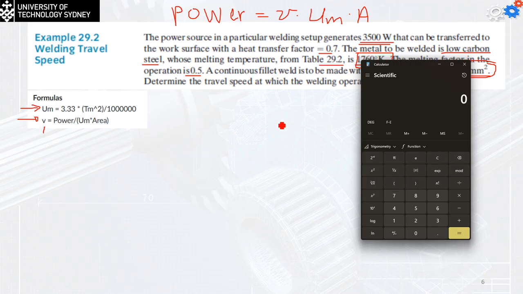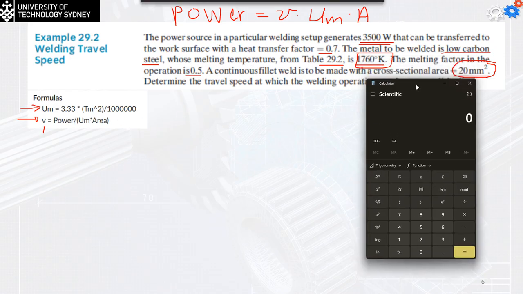So now we have to calculate the UM. I have 1,760. I will square that. I will divide by 1 million, 1, 2, 3, 4, 5, 6, equal to 3.09. I'm going to multiply by 3.33, equal to. Now I have 10.3. That's joule per cubic millimeter for the UM.